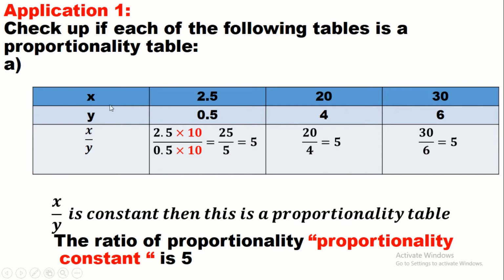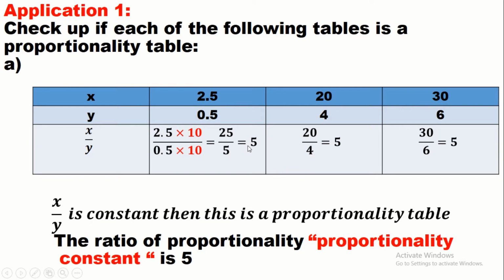Let's start by the first application. Here we have several values for x and y. If we divide in all of them x divided by y, 2.5 over 0.5. Shouldn't we get rid of the point? We multiply both by 10. We have one digit in each of them after the point. So here when we multiply it by 10 to move the point, we get 25 over 5.